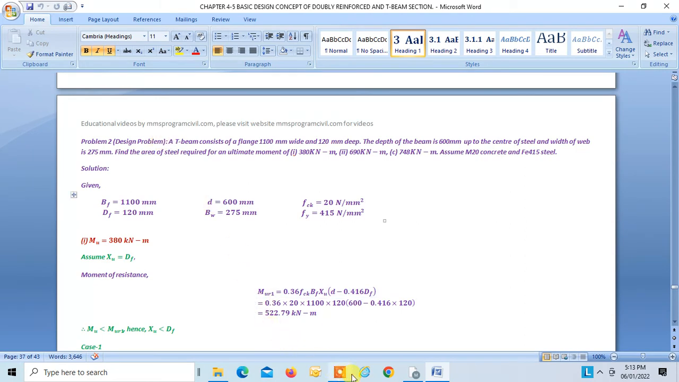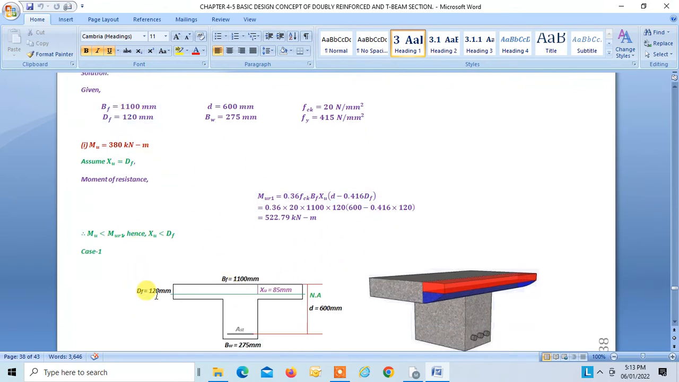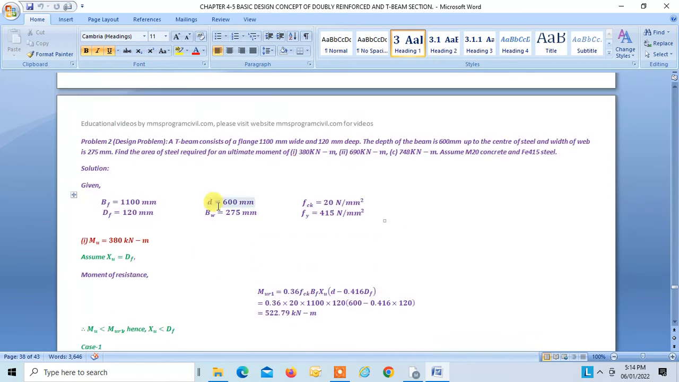A T-beam consists of a flange. Flange BF is 1100, DF is 120. Effective depth D is given to us, that is 600. BW is 275. FCK is 20, and FY is 415. Okay. So we have to find the steel area for the given design moments.